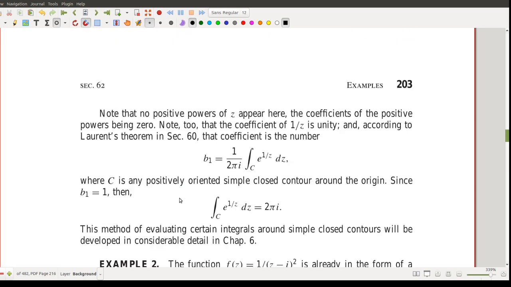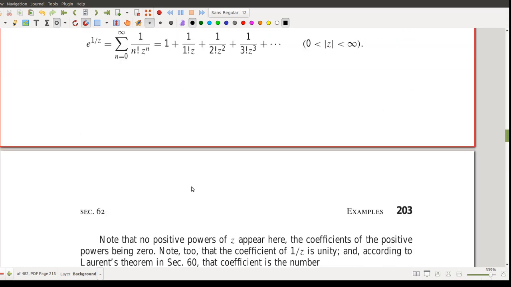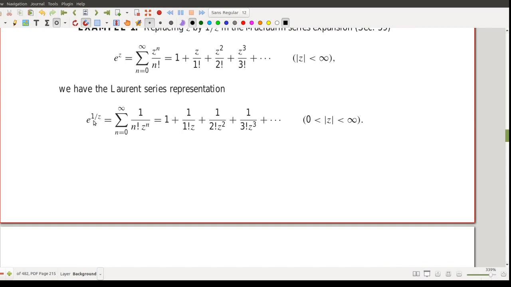In the former case we consider this function e raised to 1 by z. We know that this can be written as 1 plus 1 by 1 factorial into z, plus 1 by 2 factorial into z square, plus etc. So we know that this is in fact a naught, and this is b1. This coefficient of 1 by z is called b1. The coefficient of 1 by z square is equal to b2. So here a naught is equal to 1 in fact, but b1 is equal to 1 by 1 factorial, b2 is equal to 1 by 2 factorial. b_n is the coefficient of the negative powers of z minus 0.